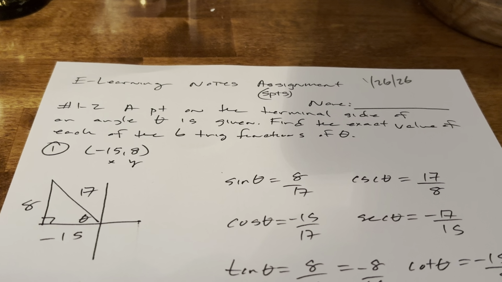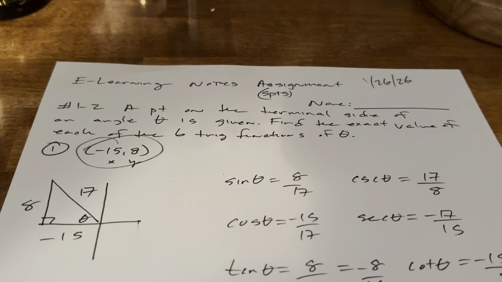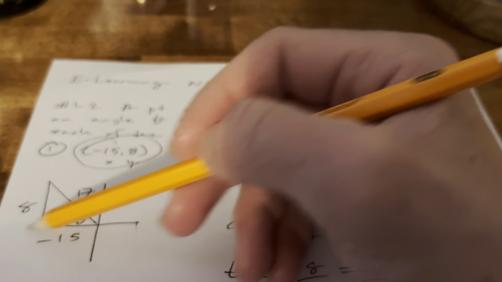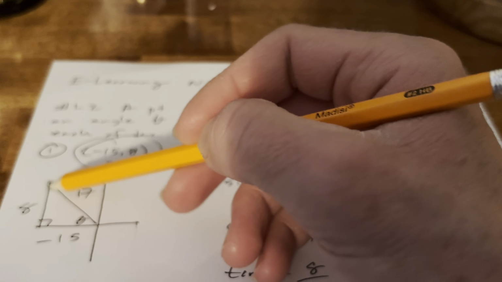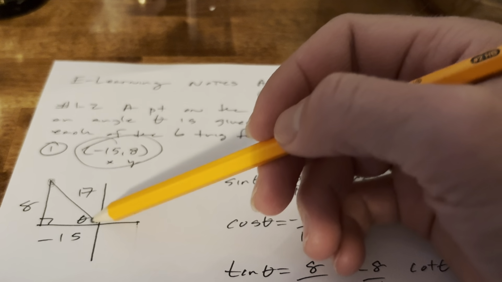A point on your quick check, maybe your quick check's over 5.3. A point on the terminal side of an angle theta is given. Find the exact value of the 6 trig functions. So here's the point, negative 15, 8: x, y, negative x, positive y. We're in the second quadrant. So that's the point, right? And then here is theta.